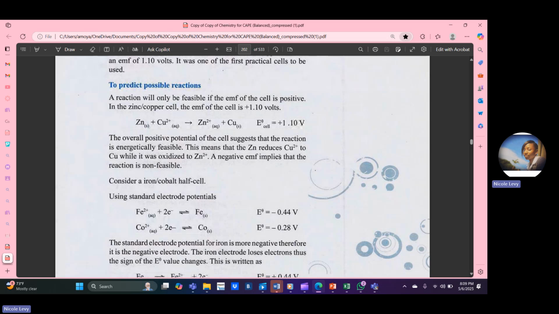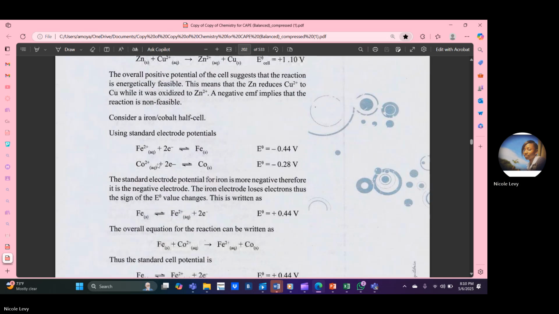So let's look at this example. Iron 2 plus going to form iron, and cobalt 2 plus going to form cobalt, right? Looking at these two values, which one of them is the more negative one? Clearly, it is going to be this one up here because it's a larger negative value. So because this one is more negative, I know that this one has to show oxidation, or that this metal is more reactive than this one.